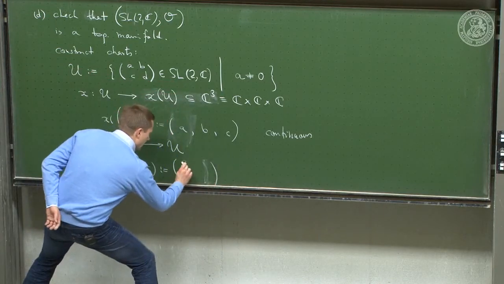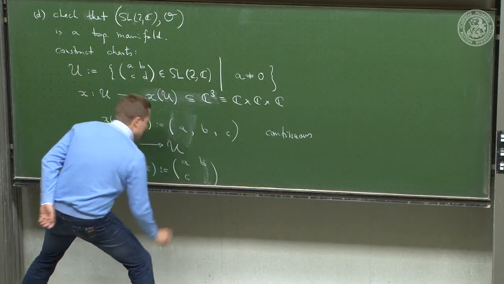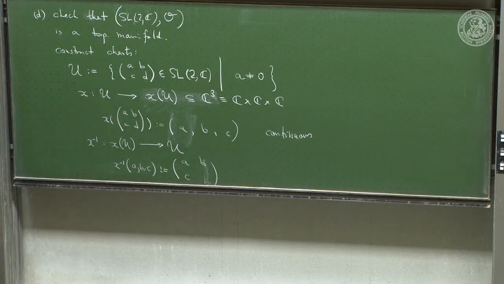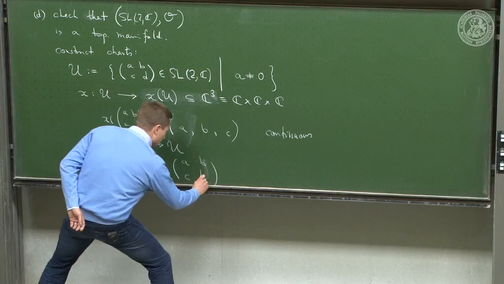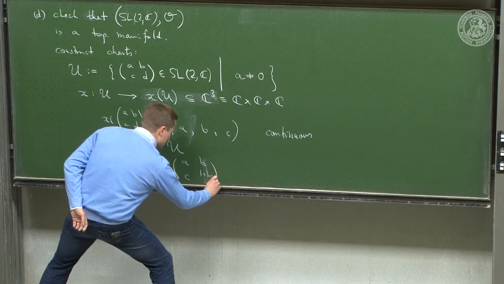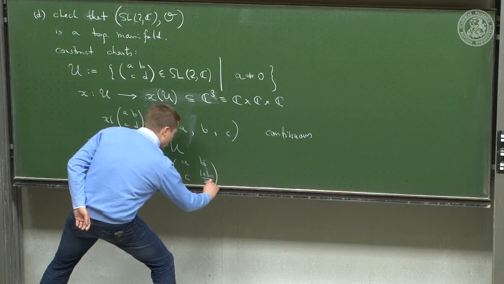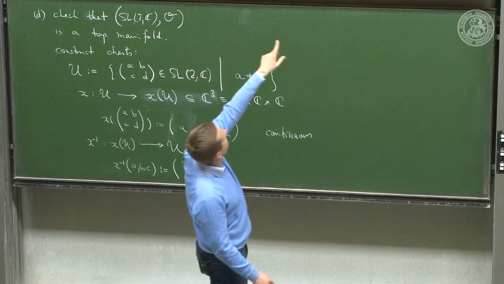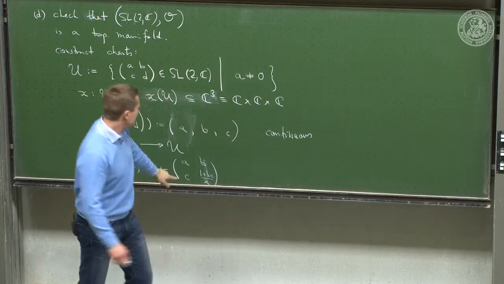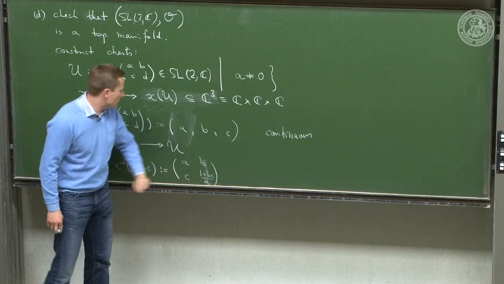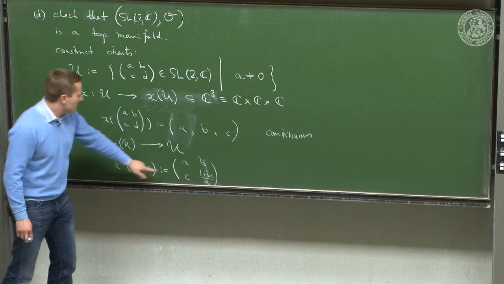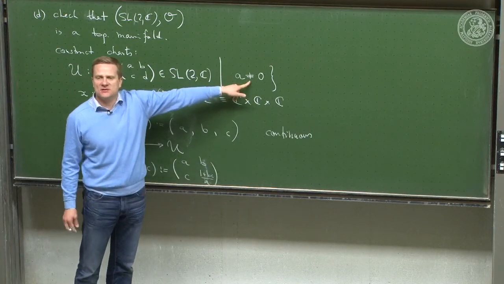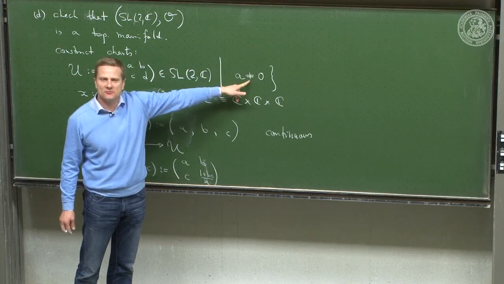And this must be A, B, C. I take them immediately. And the D I reconstruct as 1 plus BC over A. At least that's what I said. So I take this 1 plus BC over A as the D. And you see this only works because I restricted the chart to have A non-zero.